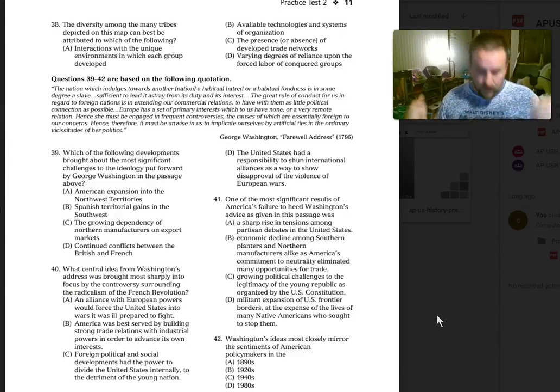Radicalism here. All right, we're split, and there's good reason why we're split on this one, because it is kind of close. We got C and A. All right, A, an alliance with European powers would force the United States into wars it was ill-prepared to fight. Or C, foreign political and social developments had the power to divide the United States internally.